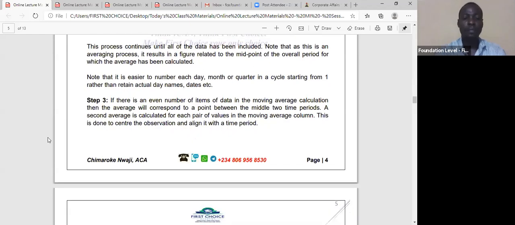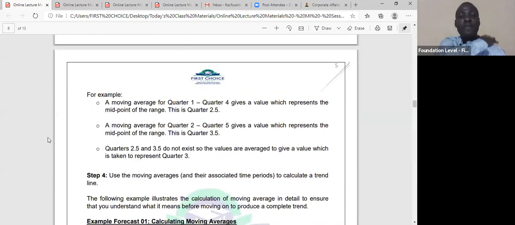For example, a moving average for quarter 1 to 4, I can even say from week 1 to 4, gives a value which represents the midpoint of the range, and it gives you 2.5. That means it is between quarter 2 and quarter 3. So between quarter 2 and quarter 3 is quarter 2.5. Now, by the time you remove quarter 1, you start from quarter 2, you are introducing quarter 5. You find out that the midpoint will now move from 2.5 to 3.5. You see that there is nothing like quarter 2.5. There's nothing like quarter 3.5.